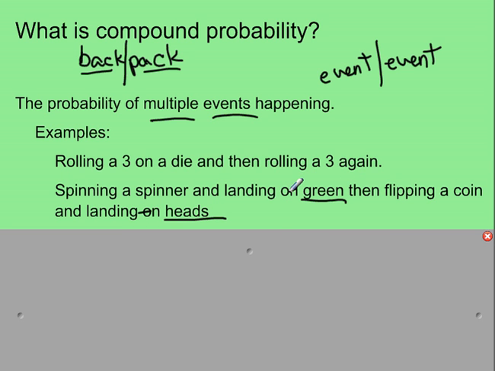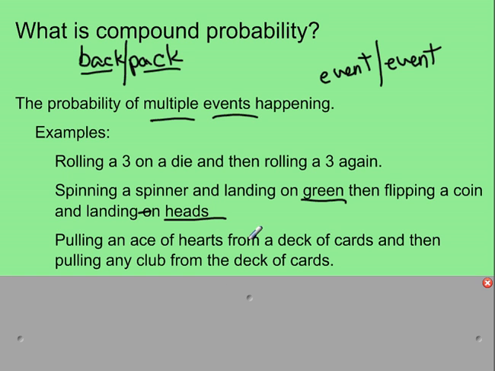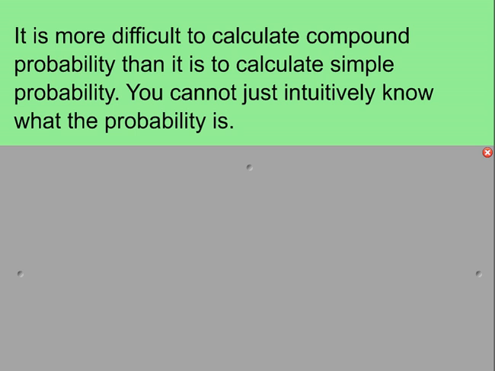It could be spinning a spinner, landing on green, flipping a coin, landing on heads, and getting a 2 when you roll a die. Also, pulling an ace of hearts from a deck of cards, and then pulling any club from the deck of cards. These are all different kinds of compound events that you need to be familiar with for this unit.